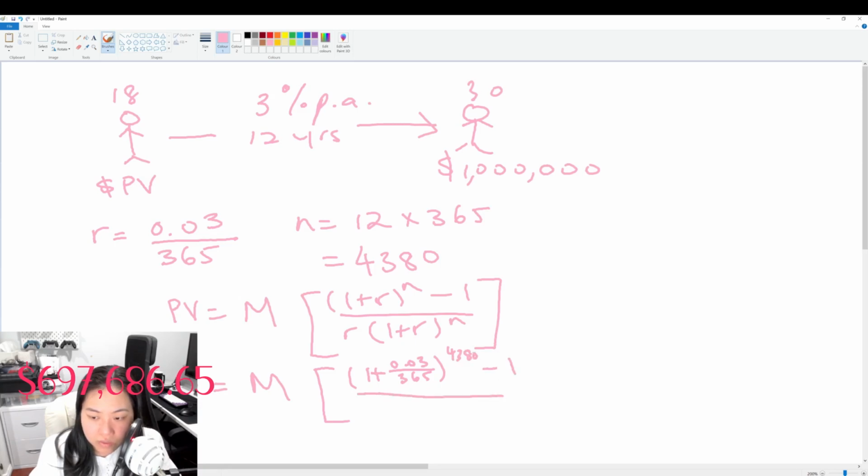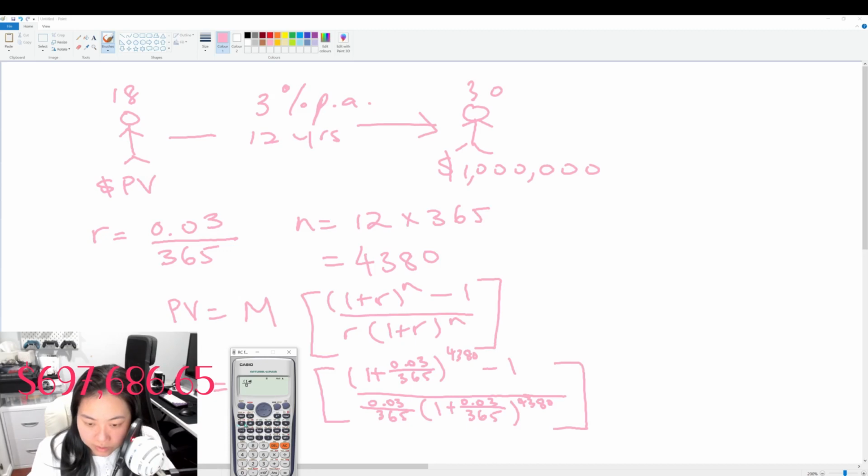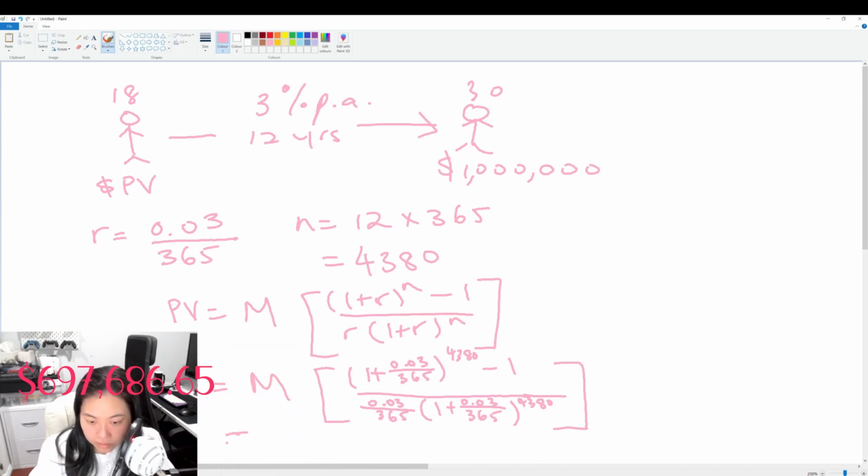4,380 minus 1 all over the interest. I can write the interest as a fraction or as a decimal, but for now, I prefer fractions, so I'm going to keep it that way. You can do it however you please. 365 to the power of 4380. All right, let's see what that is. It's going to equal m at 3678.145, I think I got that right.